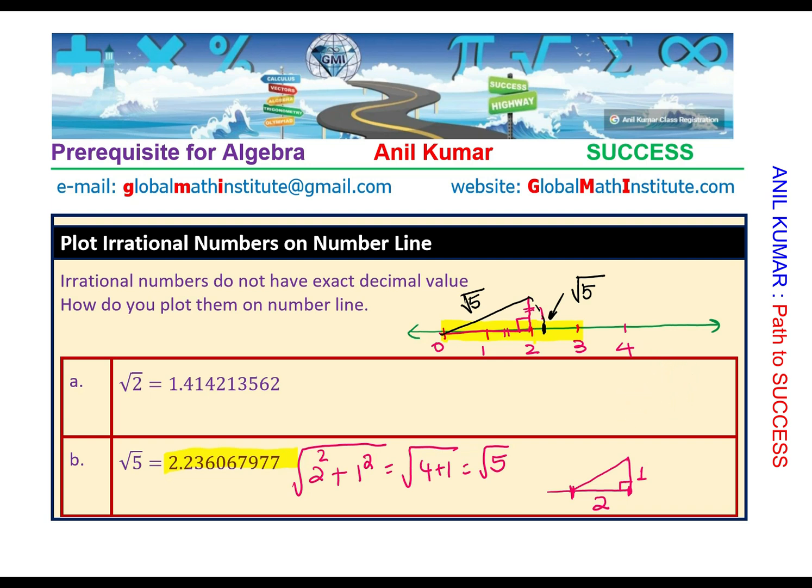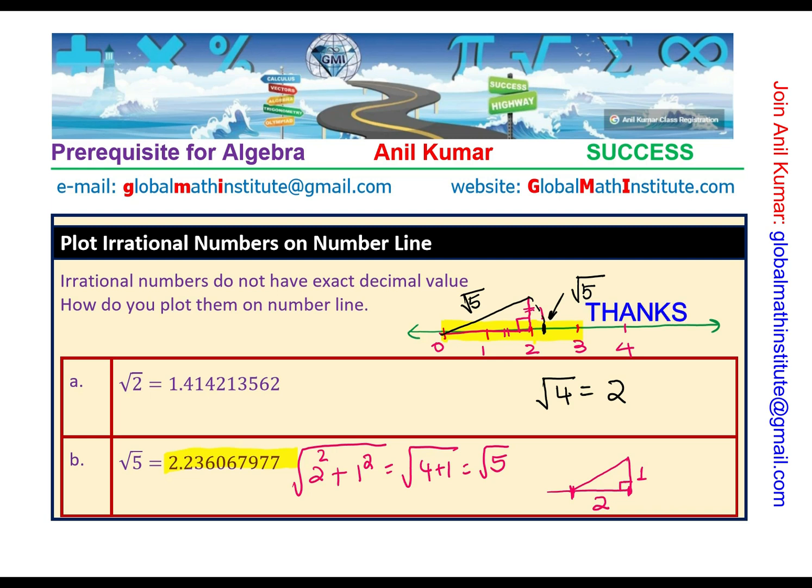Similarly, we can continue plotting irrational numbers on a number line. I hope it makes sense. Remember one thing, the square root of 4 is actually equal to 2. So the other side which we are writing as 2 is square root of 4. So square root numbers help us to draw exact values of square root numbers on a number line. Interesting, right? So I hope it makes sense.